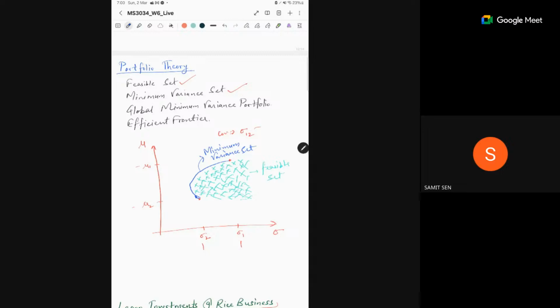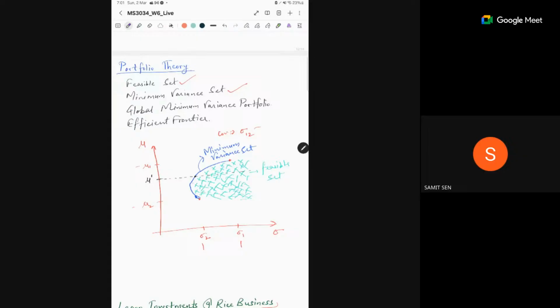Why? Let's suppose you take any mu. If you take a straight line, why are we interested in this minimum variance set? Because for any given mu prime, you would always choose the point which has the least variation, correct? That's why we are only interested in this minimum variance set, that is the leftmost boundary of your feasible set.